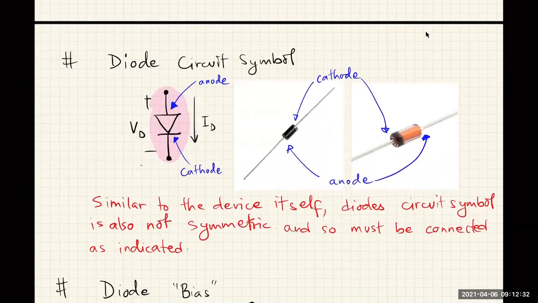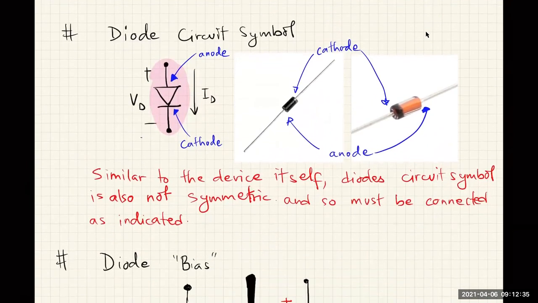Okay. So the diode circuit symbol, just like the diode itself, is also not symmetric, and so it must be connected the same way as it is indicated in the schematic on the actual circuit. A diode symbol consists of a triangle with a dash in front of it, and this triangle shows the direction in which the diode will conduct current. In physical devices also, the directionality is usually indicated by a silver line or a black line like this to indicate the cathode.